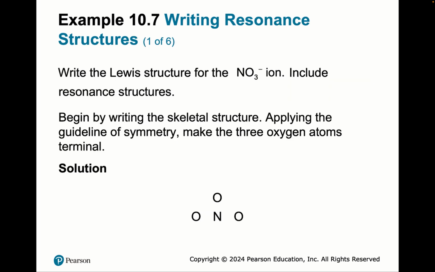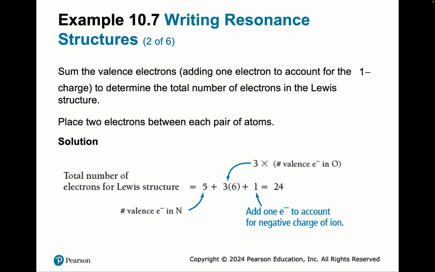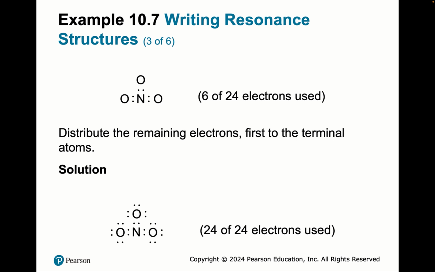So let's write a resonance structure. So the nitrate anion. Similar, put nitrogen in the middle, surround with the oxygens for the skeletal structure. Now we sum up the electrons. So 5 for nitrogen, 3 times 6 for the 3 oxygens, and then plus 1 for the -1 charge. Remember, negative means an extra electron. We have 24 electrons. So now we give a single bond to each of the oxygens from nitrogen, and then we fill up the octets. So we've used all 24.